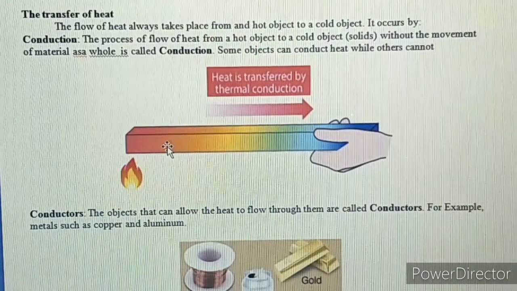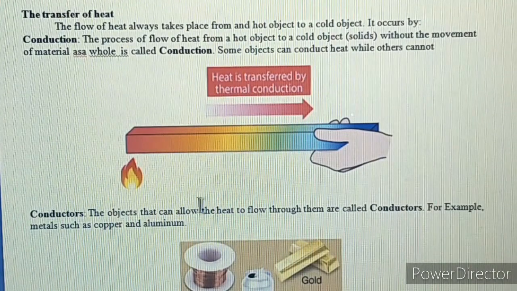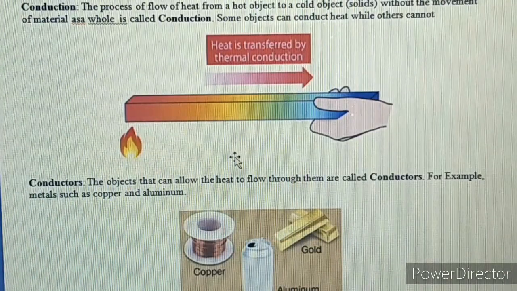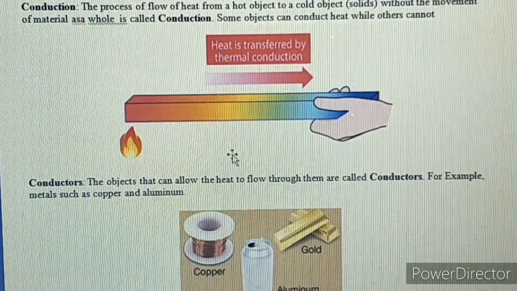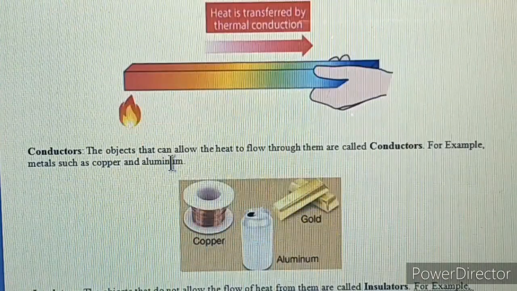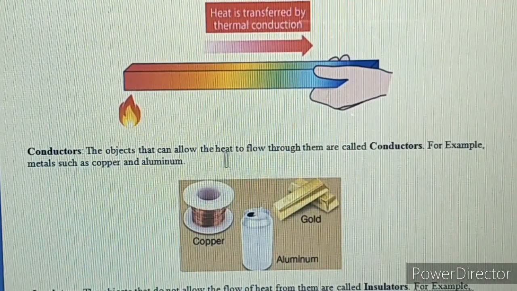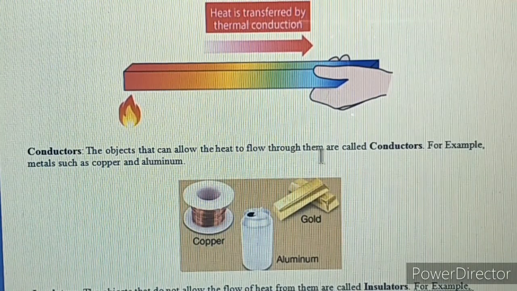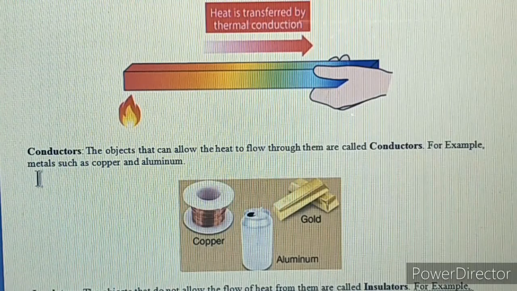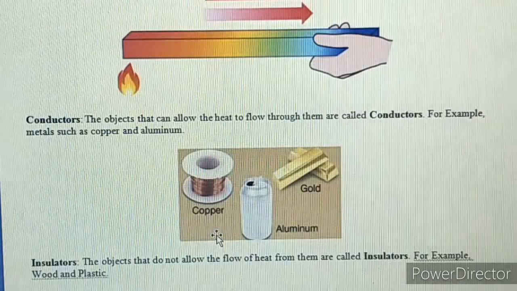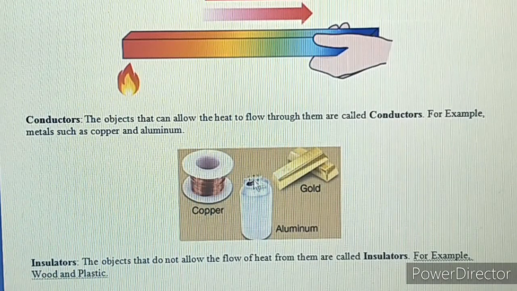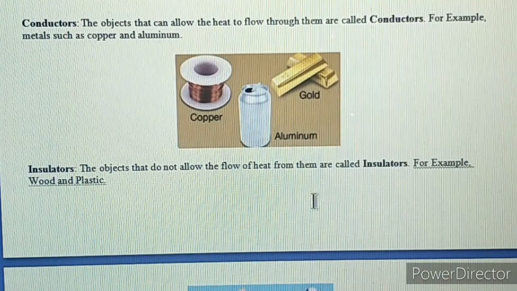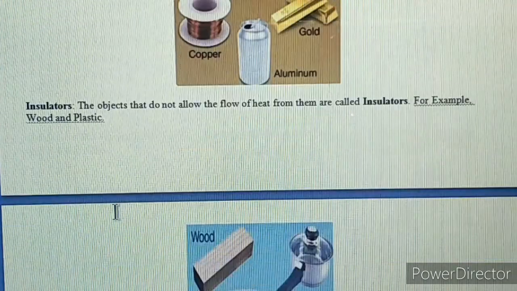Some objects can conduct heat, and some objects do not conduct heat. In solids also, some objects conduct heat while others cannot. The objects which conduct heat are called what? They are called conductors. So the objects that allow heat to flow through them are called conductors. For example, metals such as copper and aluminium. So these are what? These are conductors. While the objects which do not allow the flow of heat through them are called insulators, like wood and plastic.